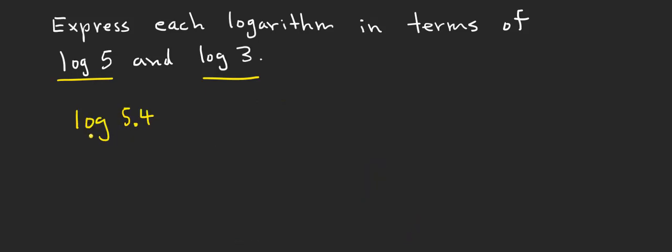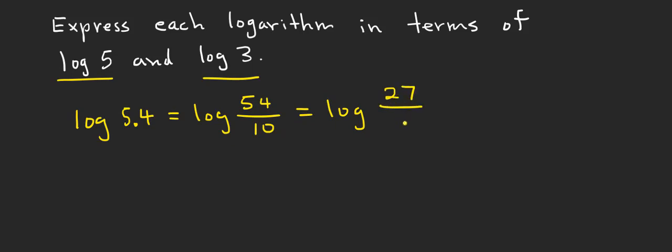What if you have log of 5.4? I'm going to rewrite this as log of 54 over 10. And I want to reduce it. 2 goes into both of them, so you get log of 27 over 5. Now we're getting somewhere because we have to rewrite in terms of log of 5 and log of 3.